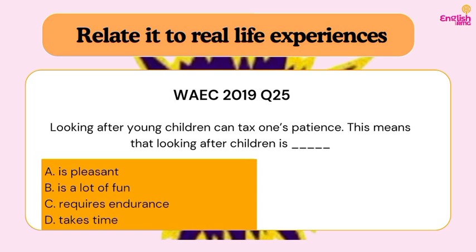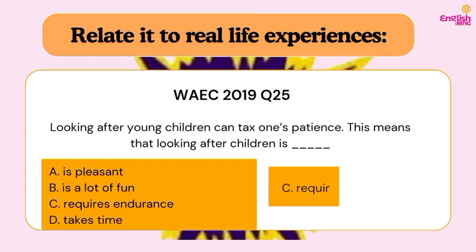C requires endurance. Then D takes time. So it also takes time, but what you really need is what? Endurance. Because if you don't even have that patience, you can't spend the time with them. Do you understand? So the best answer here is what? C. Looking after young children can tax one's patience. That is, looking after young children requires endurance. It requires patience. It requires lots of endurance. Do you understand? So our answer is what? C. Requires endurance. I hope you are getting the logic.